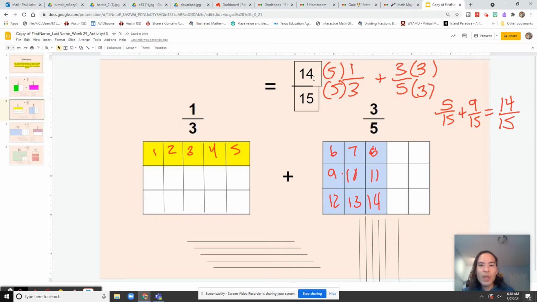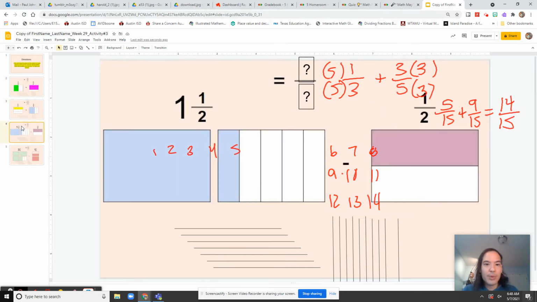14 fifteenths. This cannot be simplified. Your numerator is 1 off from your denominator, so that cannot be simplified. So remember, if your numerator and your denominator are only 1 different, your numerator is 1 smaller than your denominator, it's simplified. All right, next one.